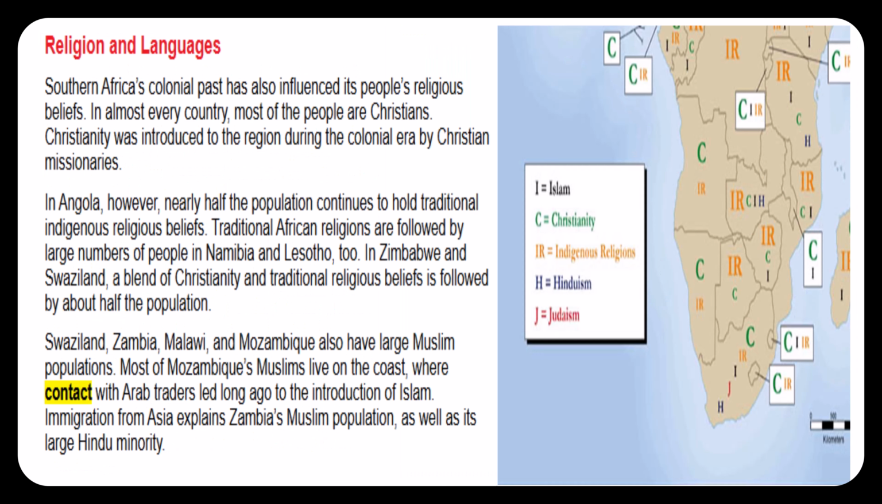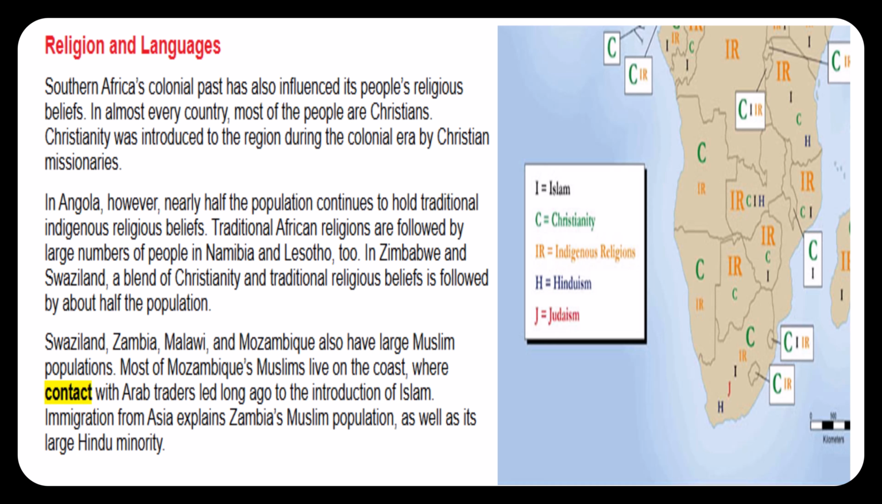Religion and languages. Southern Africa's colonial past has also influenced its people's religious beliefs. In almost every country, most of the people are Christians. Christianity was introduced to the region during the colonial era by Christian missionaries. In Angola, however, nearly half the population continues to hold traditional indigenous religious beliefs. Traditional religions are followed by large numbers of people in Namibia and Lesotho, too. In Zimbabwe and Swaziland, a blend of Christianity and traditional religious beliefs is followed by about half the population.